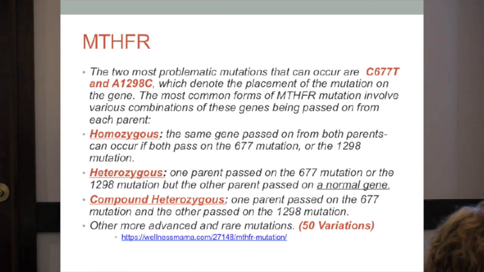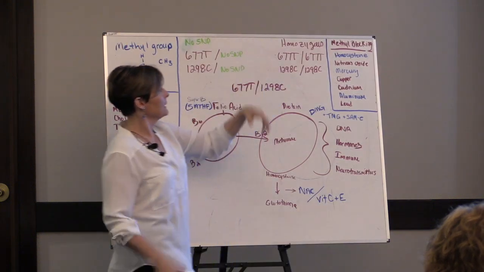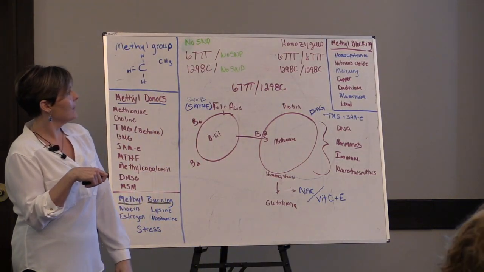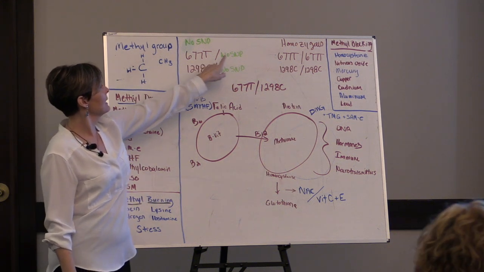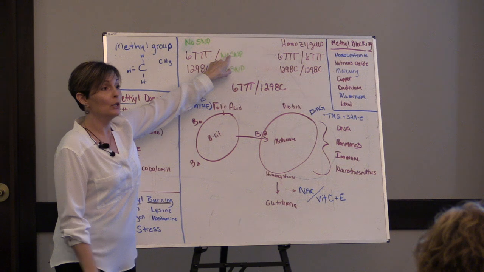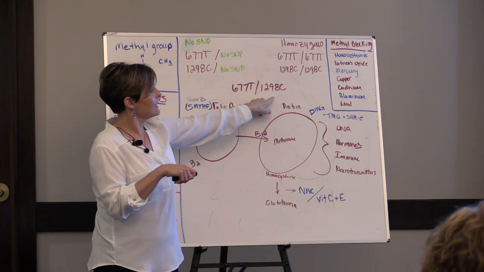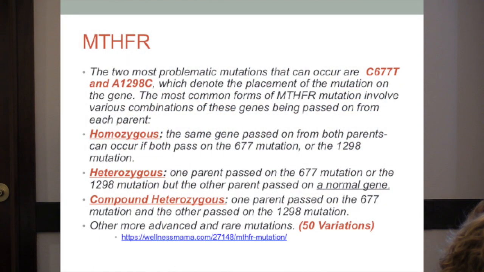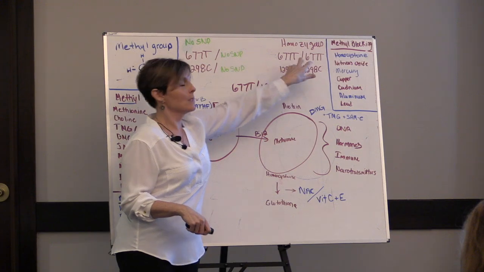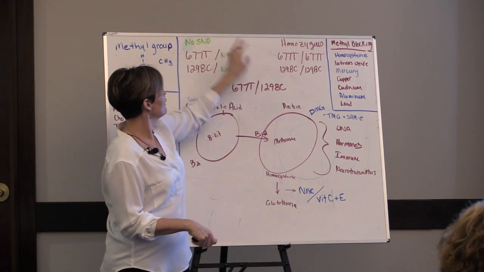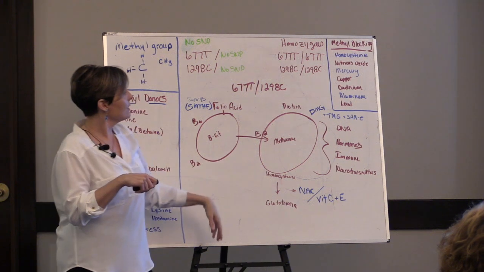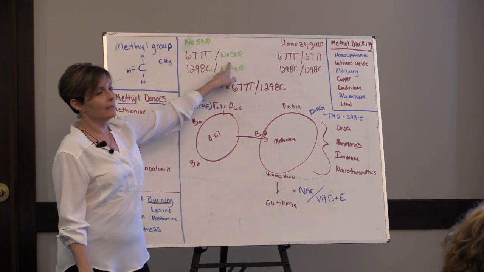Homozygous, the same gene passed from both parents. So either 677T, 677T, one from mom, one from dad, or 129.8, 129.8 from mom and dad. That's homozygous. Heterozygous is when one is passed and the other gene is different. This can be no SNP, or it can be the other one, which is known as compound heterozygous. So homozygous means same. So either nothing, no SNP, or 677, 677. Heterozygous means one and a different gene.